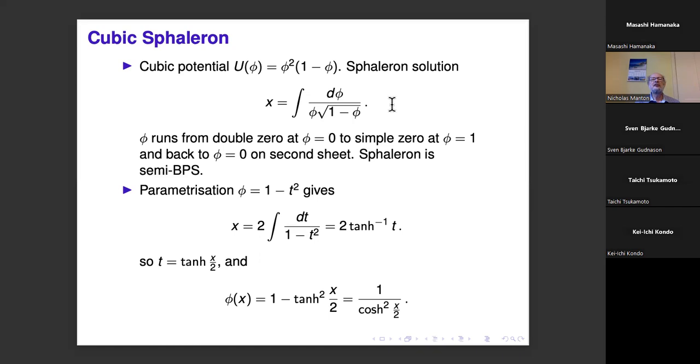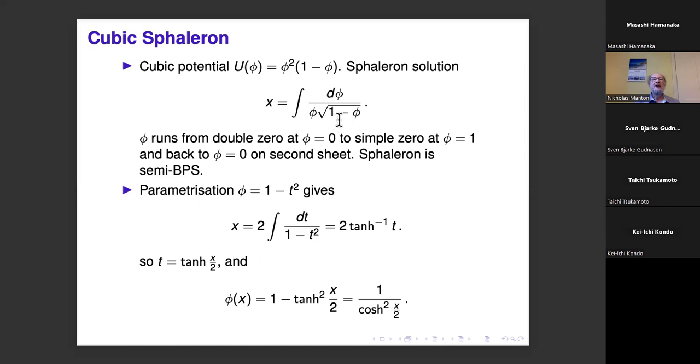The sphaleron solution can still be found. First of all, formally, x is the integral of d phi divided by the square root of this. And because this is a simple zero, inevitably there's an explicit square root symbol, and inevitably the solution we'll call semi-BPS.